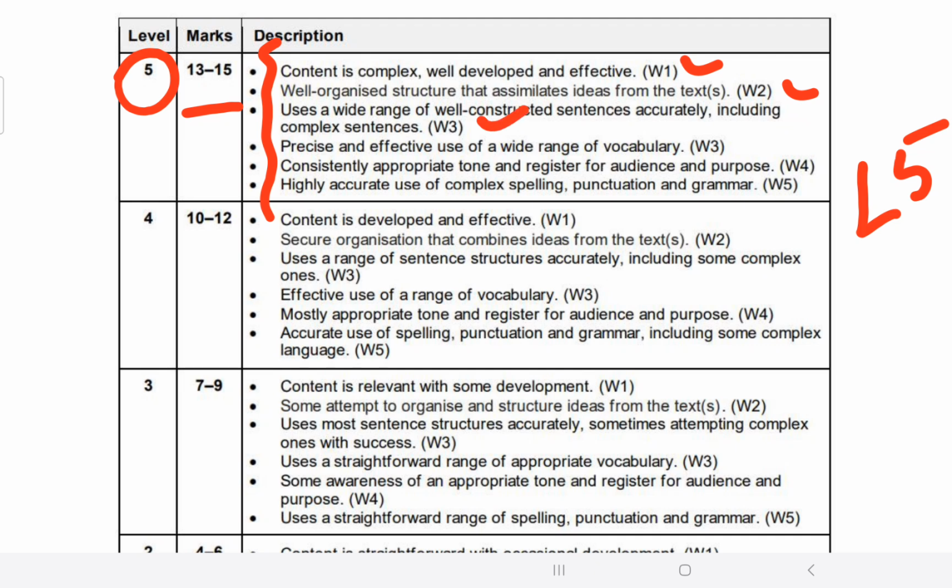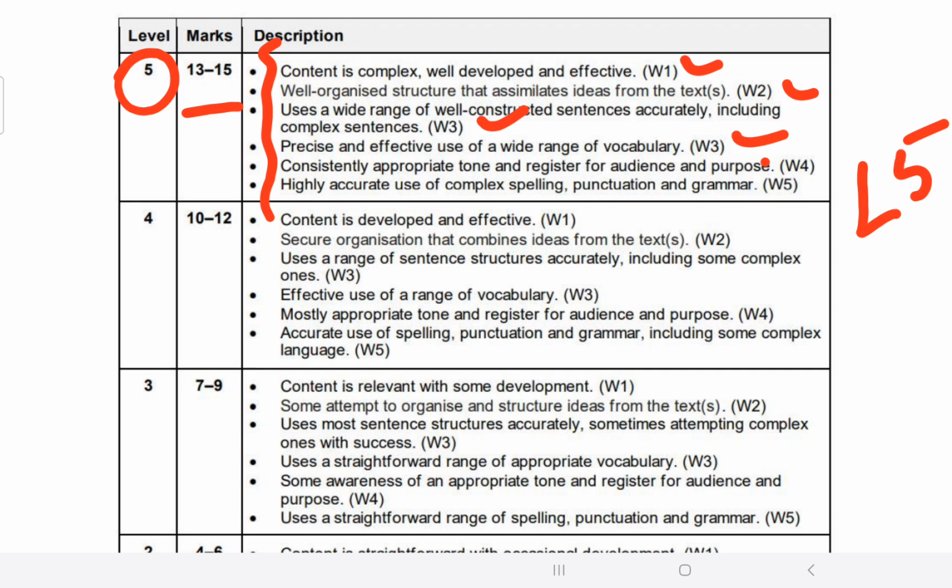Complex sentences are sentences in which you, a bit longer, in which we have two clauses. This is not just a simple sentence with one clause, it's not just a simple sentence with one verb. You all can do that. There is no need to go into that detail. You all can write complex and compound sentences. Mostly you can do that. So most of you are good at it. So this is a wide range. Okay, complex sentences. Then precise and effective use of wide range of vocabulary.